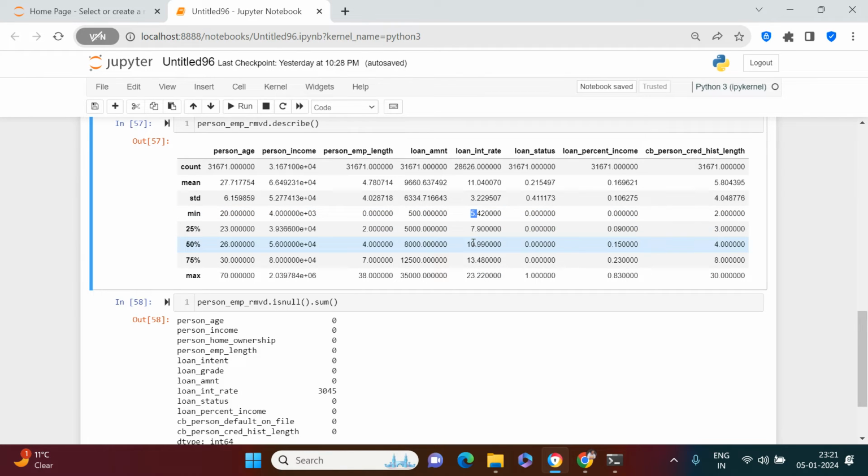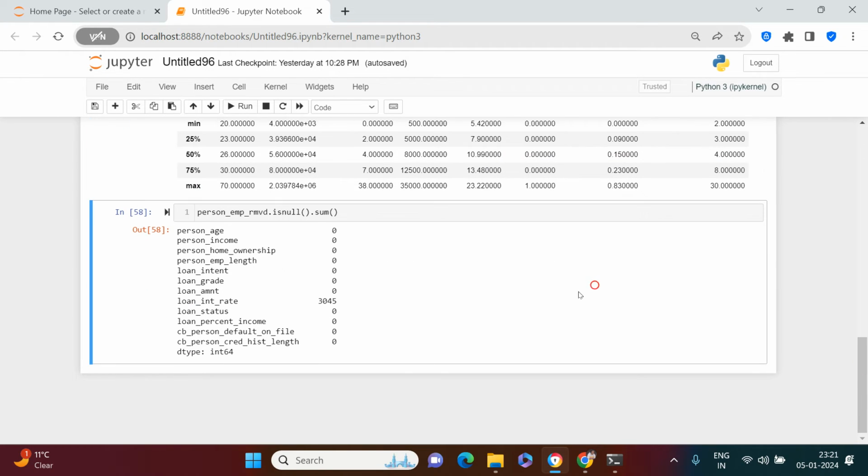So if you see, median and mean are very close to each other, right? So I think we can go ahead with either of these two. Either we can fill the missing values with the median rate of interest or the mean average rate of interest. So I will choose to do this one. Okay, so let's just try to fill the missing values.